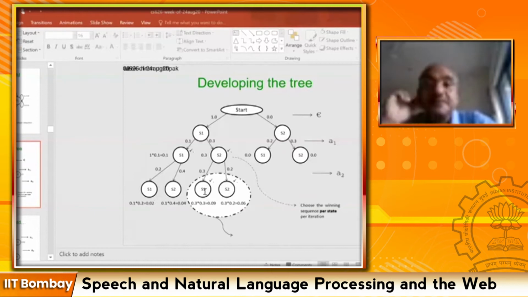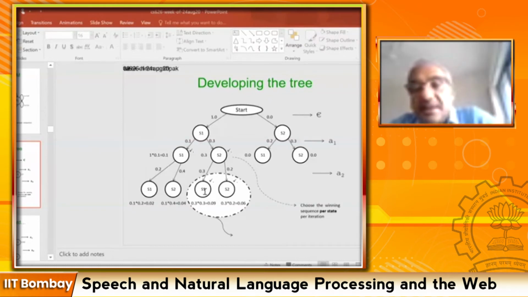Okay. Jalai asks, is this algorithm optimal? Optimal in what sense, Jalai? What do you mean? Oh, does it give the best possible path? Yeah, it gives the best possible path. Yes, it is optimal.